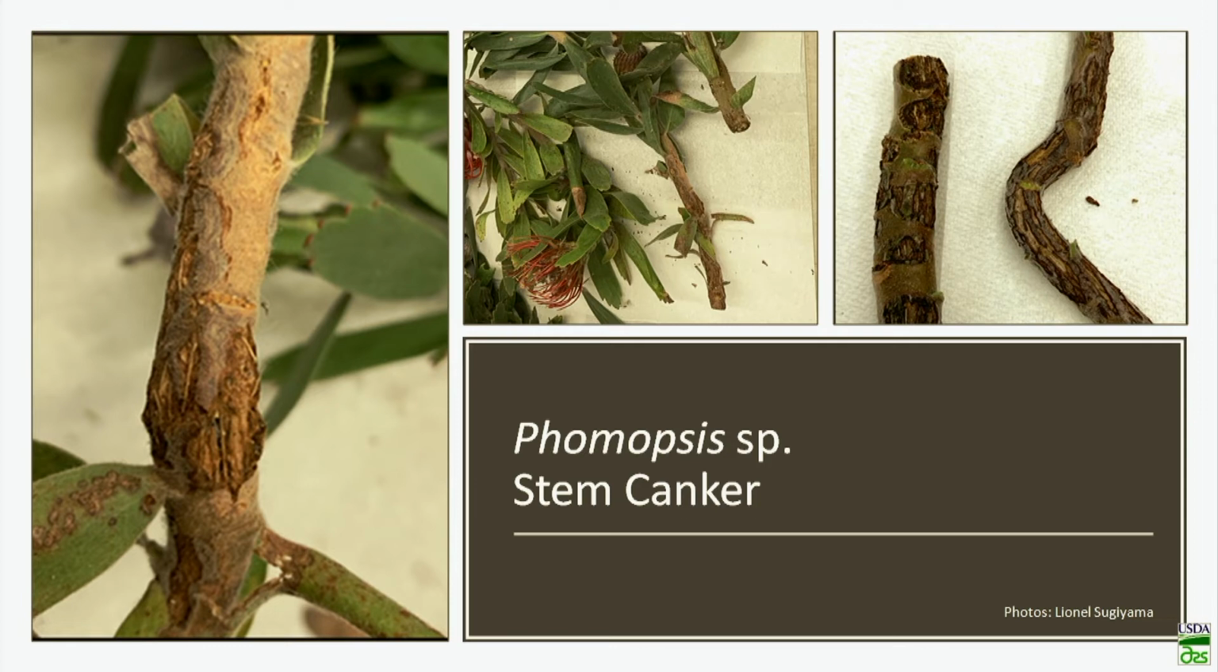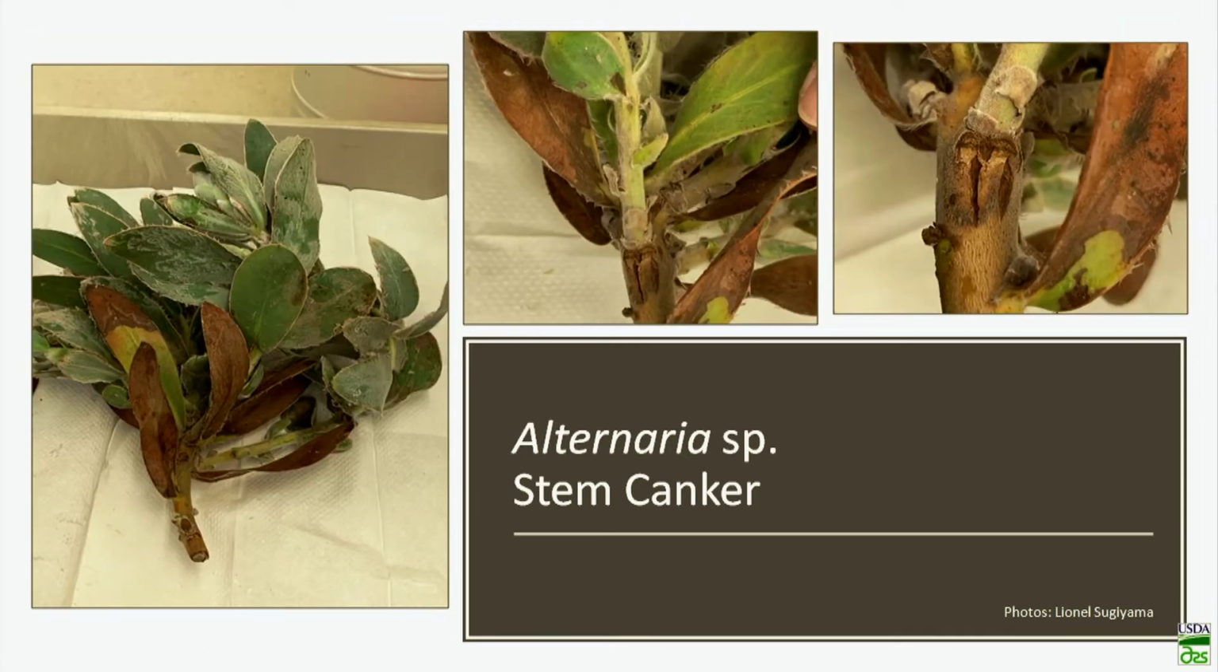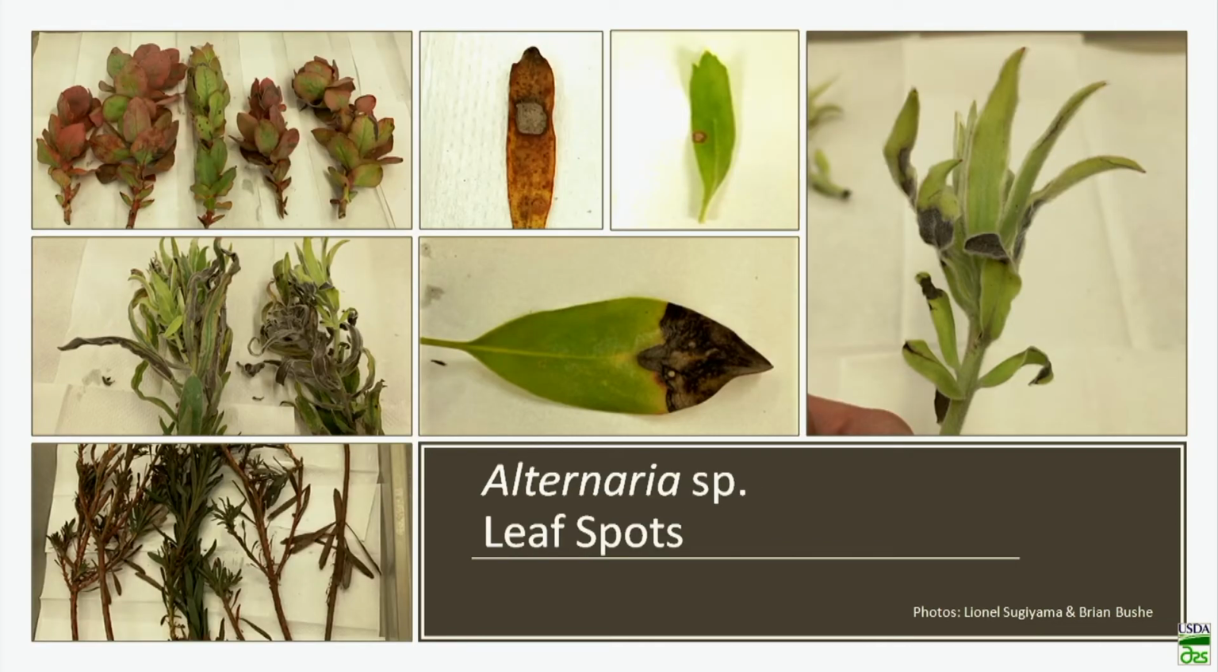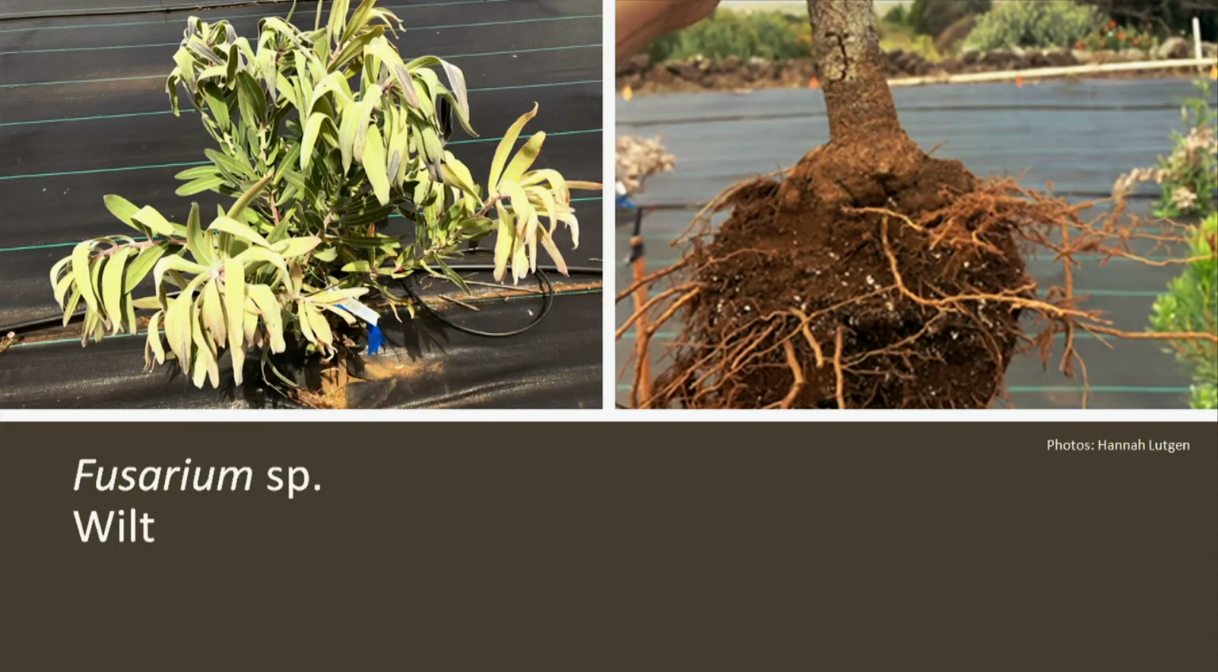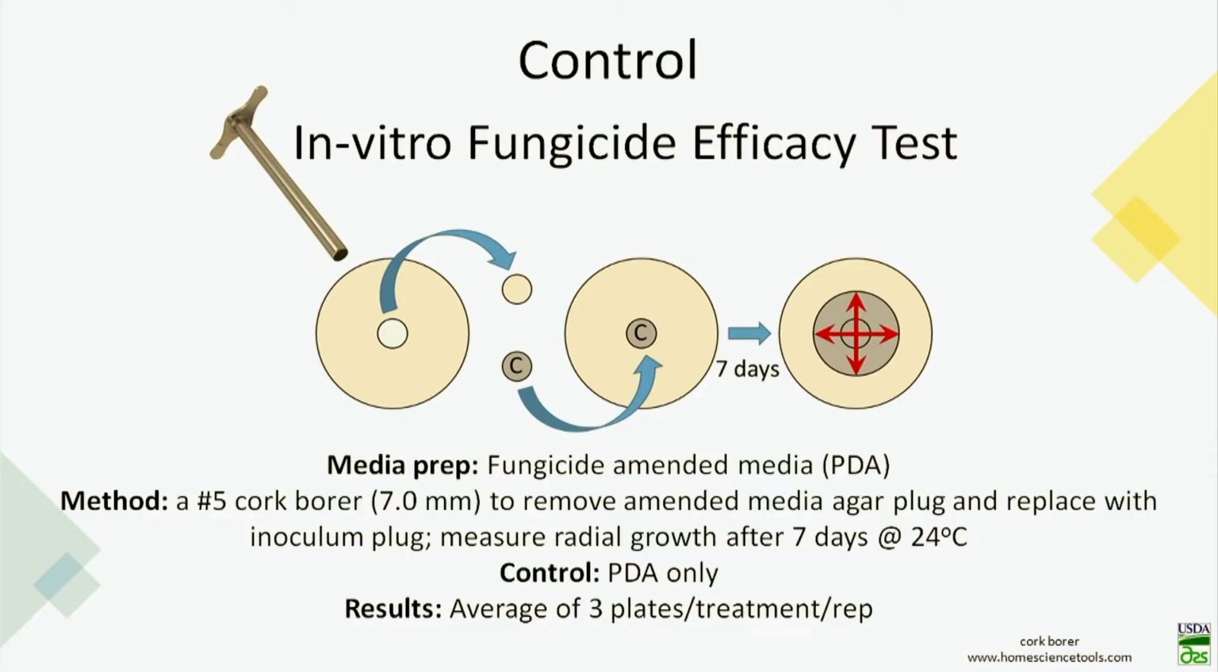As you can see, a lot of the stem cankers look alike. Alternaria causes a stem canker, and also a variety of leaf spots depending on the host material. Okay. Fusarium was isolated from below ground, from the roots, the soil area, causing kind of a rapid wilt. Okay. Now we knew what major pathogens we were dealing with.